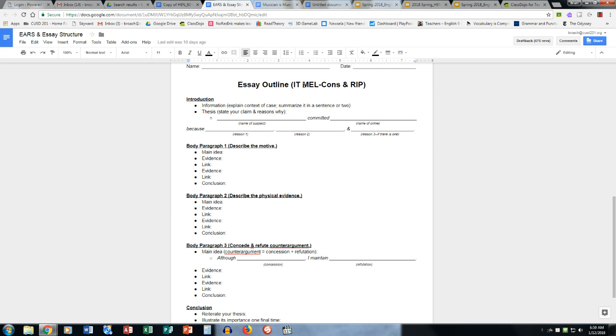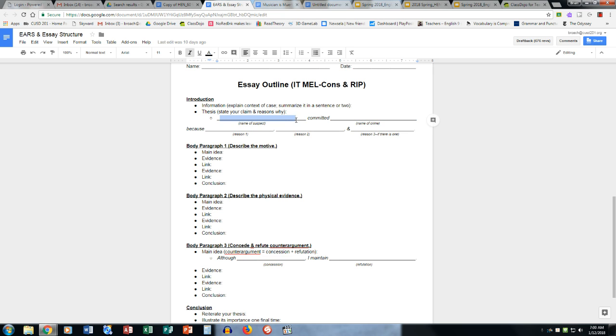So we're going to follow this acronym, which stands for information, which means provide the context of the case, summarize it in a sentence or two, kind of explain what's going on or what happened, and then give our claim, our thesis statement. The thesis statement is your main argument, and then the reasons why you say that. And it's going to follow this template.